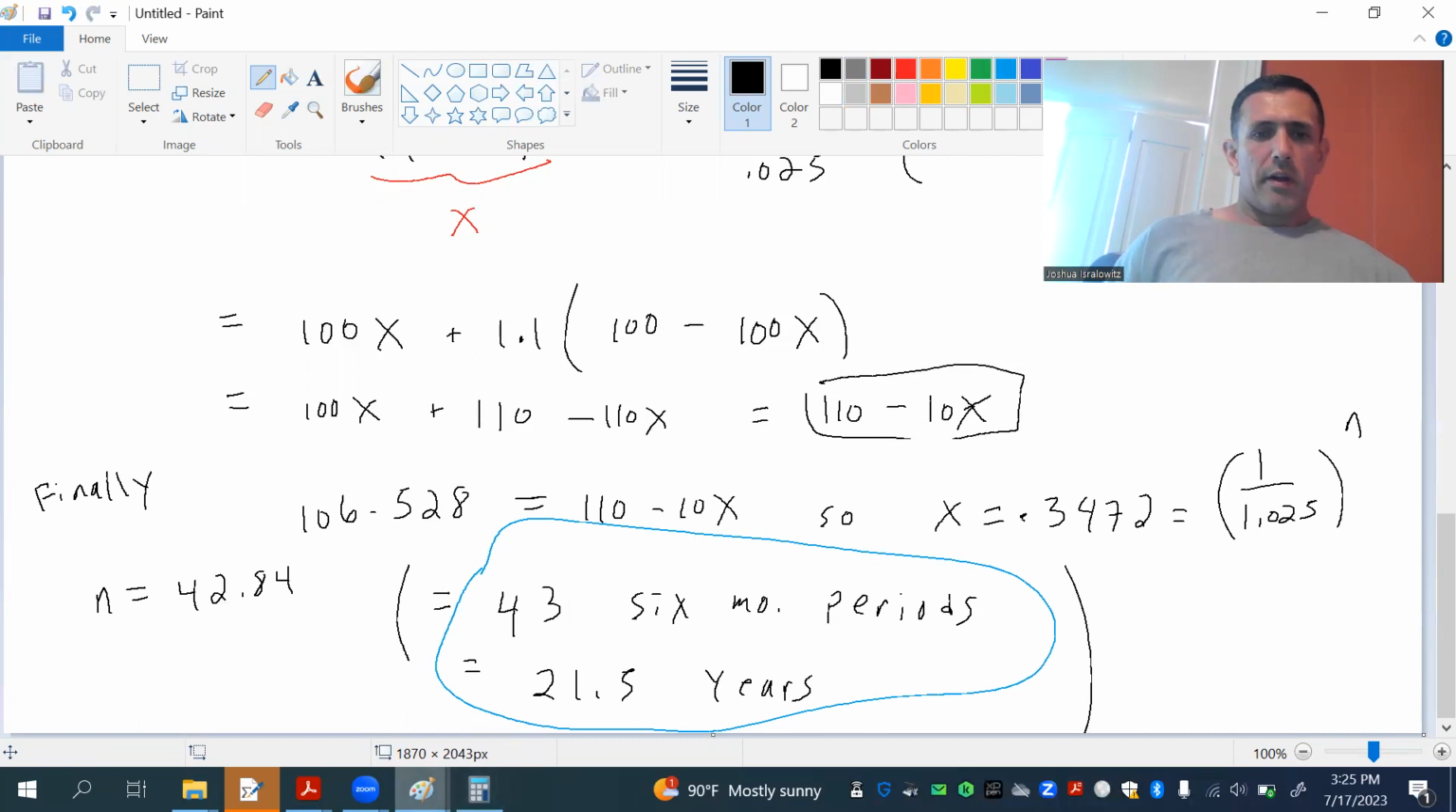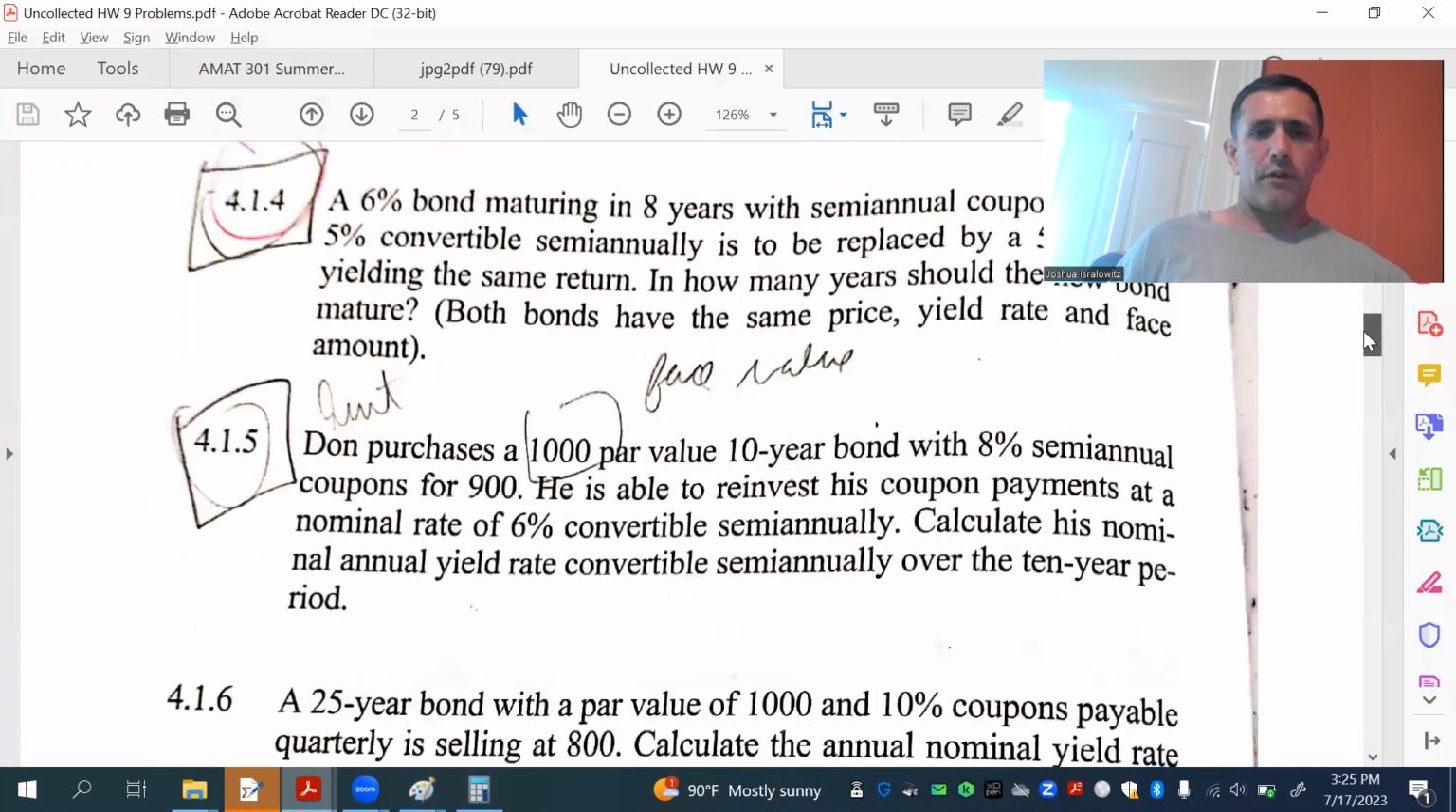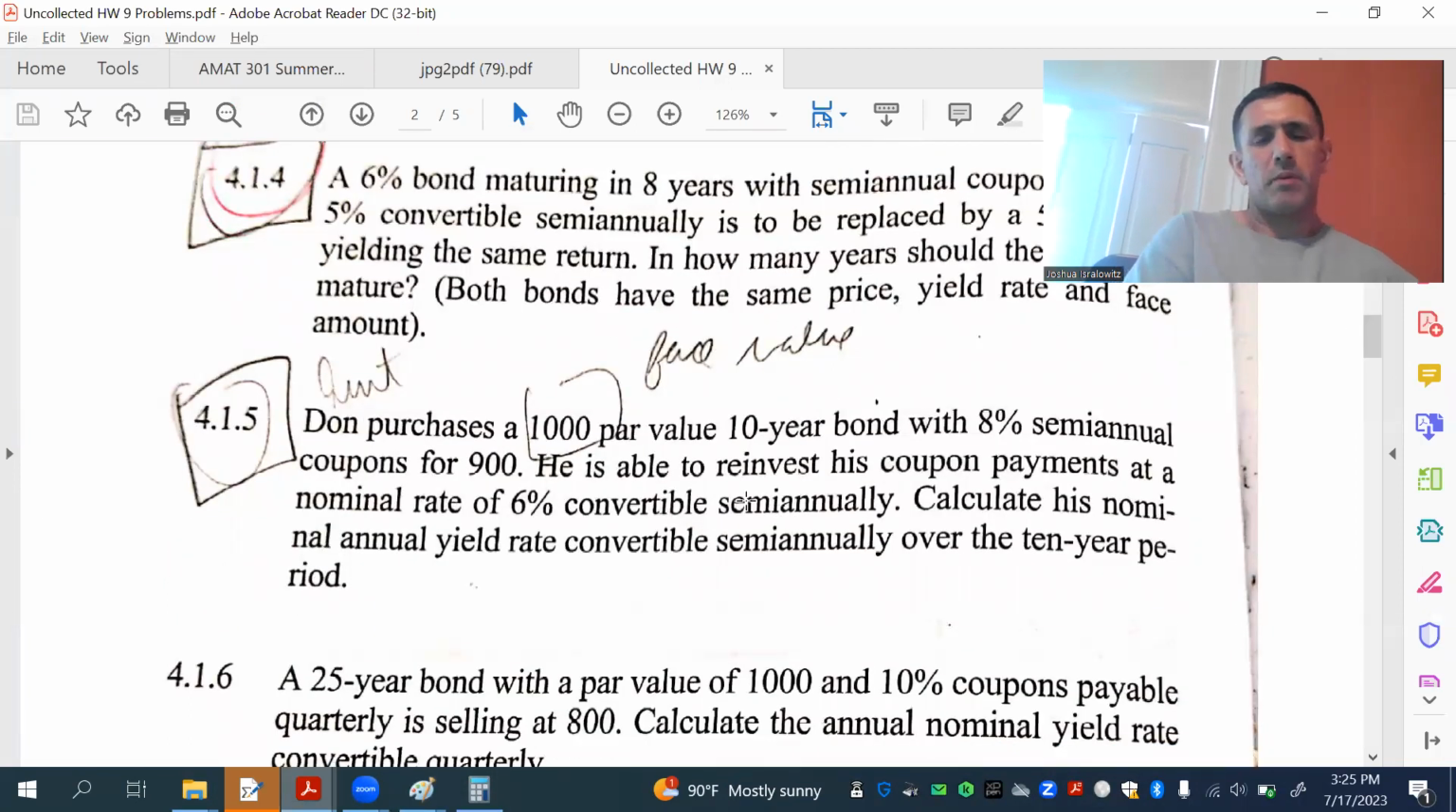Okay. All right. So let's do 415. So maybe a little more complicated, but really not too bad either. Don purchases a $1,000 par value 10-year bond with 8% semi-annual coupons for $900. He's able to reinvest his coupon payments at a nominal rate of 6% convertible semi-annually, so that means it's nominal semi-annual. Calculate his nominal annual yield rate, convertible semi-annually, over the 10-year period.